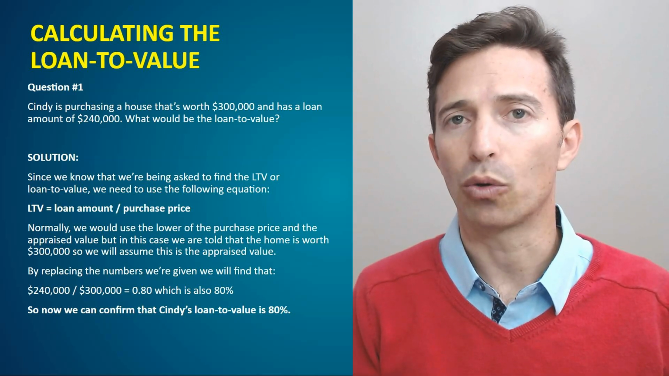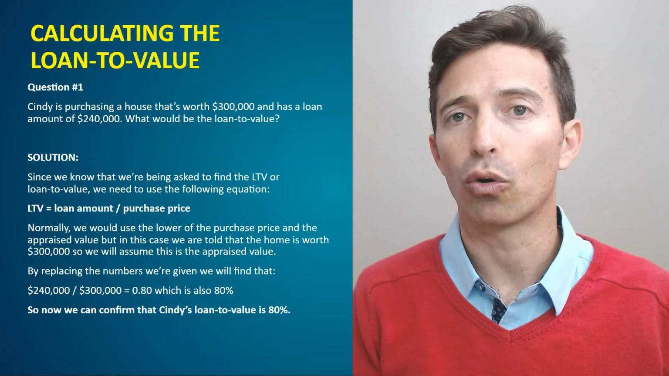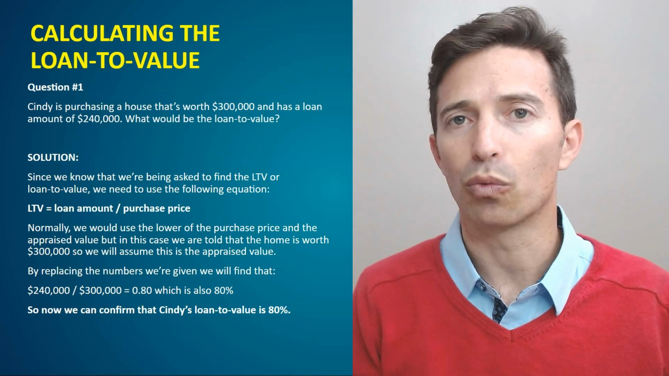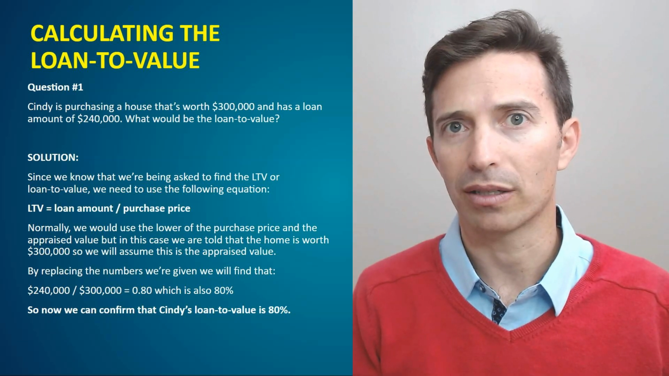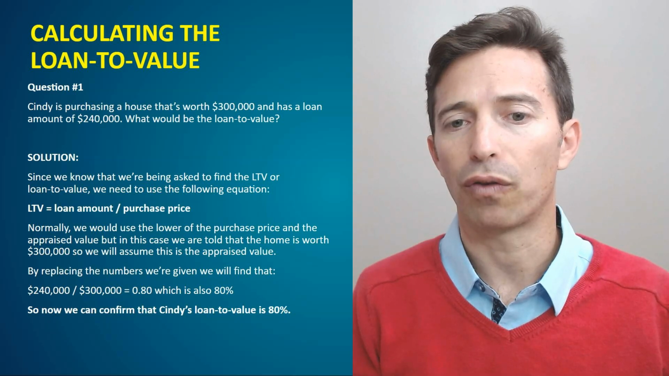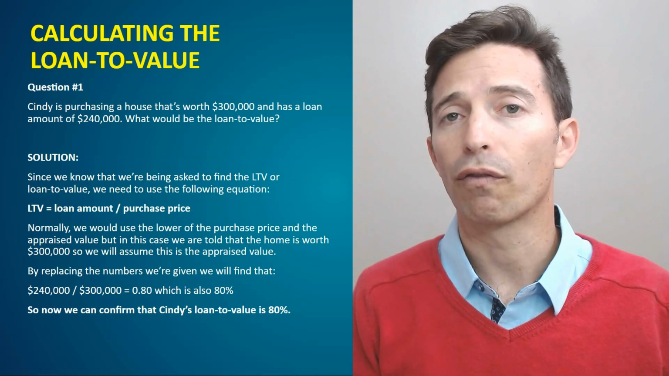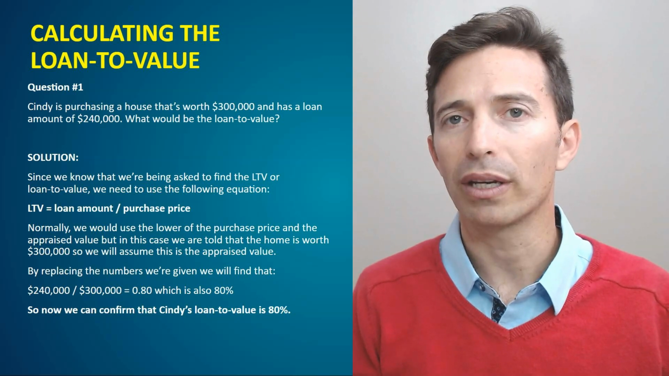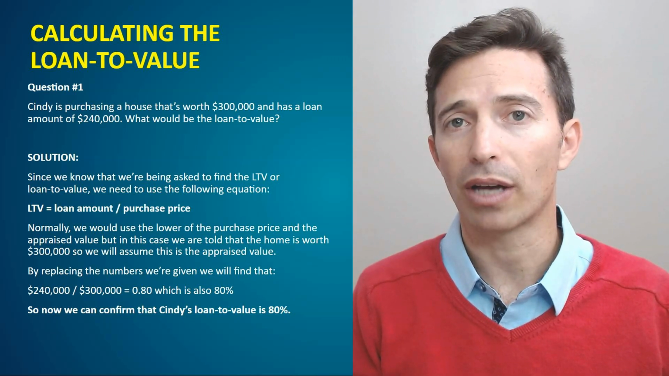So we're going to use the equation to figure out the LTV, which is LTV equals loan amount divided by the purchase price. So all we're going to do now is replace the values we already have: $240,000 with the loan amount and $300,000 with the purchase price. So we're going to do the following calculation. $240,000 divided by $300,000 equals 0.80, or at least that's what you're going to get on your calculator.